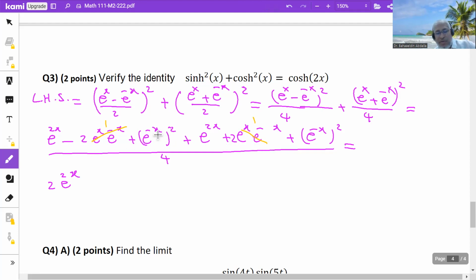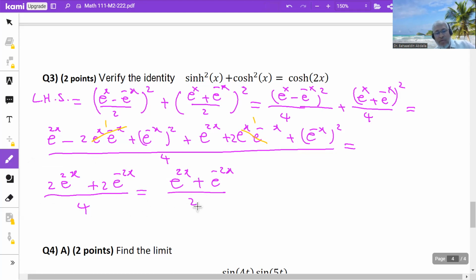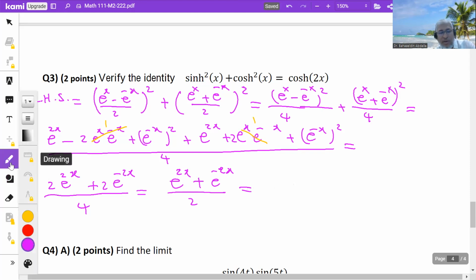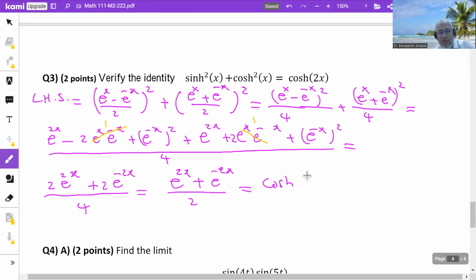And here, multiply 2 times x, e to the power negative 2x. And I have another e to the power negative 2x here. So I'll have 2 e to the power negative 2x over 4. Now I can take 2 as a common factor and divide by 4 in the denominator to have 2. And this is actually cosh, or hyperbolic cosine of 2x.